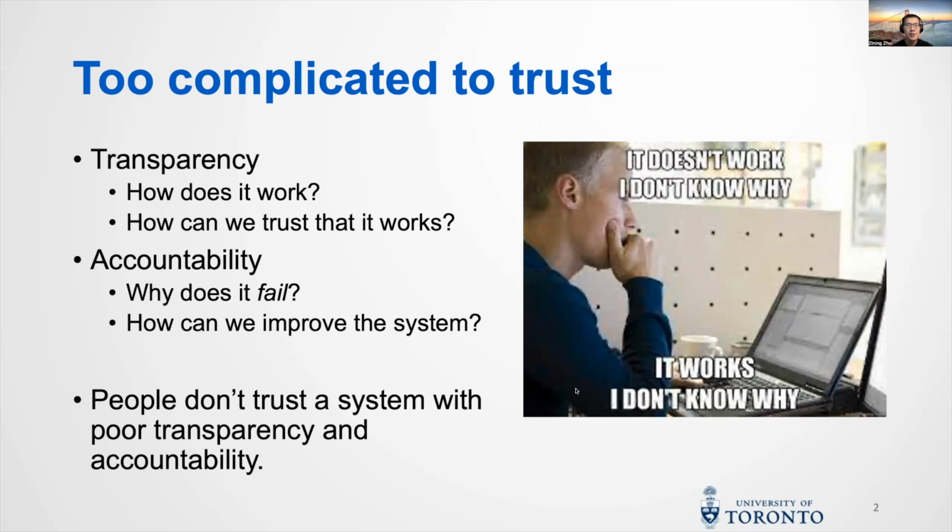Another aspect of trustworthiness is accountability. It is not the case that systems always succeed 100% of the time. When it fails, we need to know why it fails, and further, how we can improve the system. If the system has no accountability, then essentially it's not trustworthy. So people won't trust a system with poor transparency and accountability.